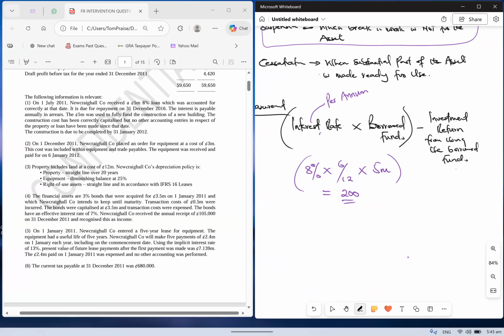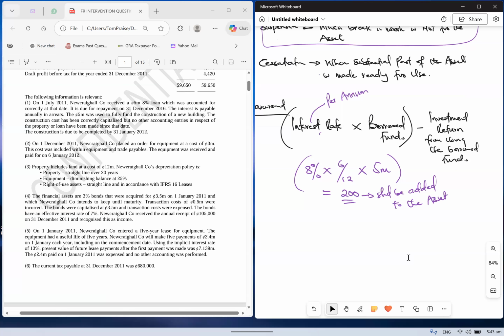So this borrowing cost should be added to the cost of the asset. It must be part of the asset. That's what borrowing cost is. Borrowing cost is supposed to be added to the asset.